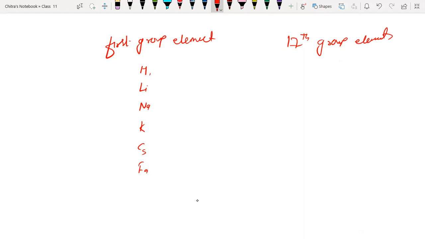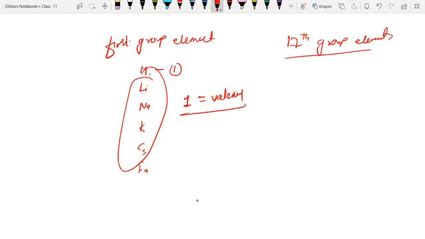And hydrogen will also have one electron in its outermost shell. That's why all these elements of first group show valency 1. Likewise, elements of group 17 have 7 electrons in their outermost shell. That means they require one more electron in order to acquire stability. That's why group 17 elements also have valency 1. Understood? So both have valency 1. That's why hydrogen can be placed along with first group or 17 group.